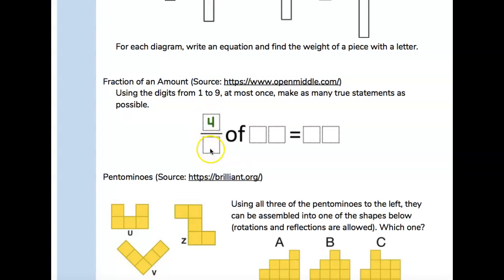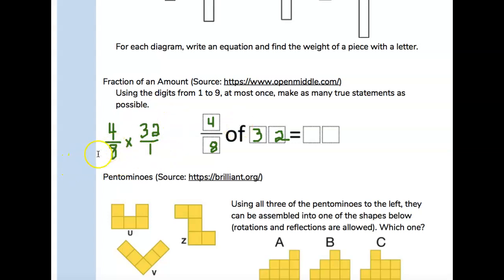4/8 of 32 equals what? So take a look at what we do here. Remember, 4/8 of in math is multiplication. We have to change 32 to a fraction. So that would be 32 over 1.